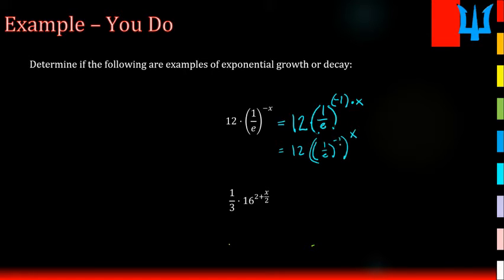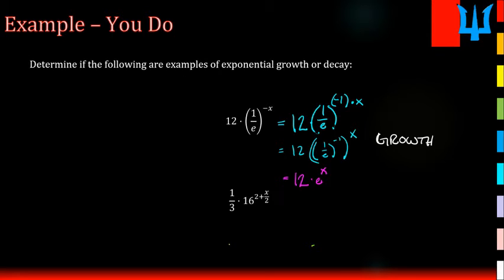And whenever we have a negative 1 power, we flip the fraction over. So that's going to end up becoming 12 times e to the x. And if we think back, e was equal to 2.718, which is greater than 1. So I can say that this function is going to be growth.